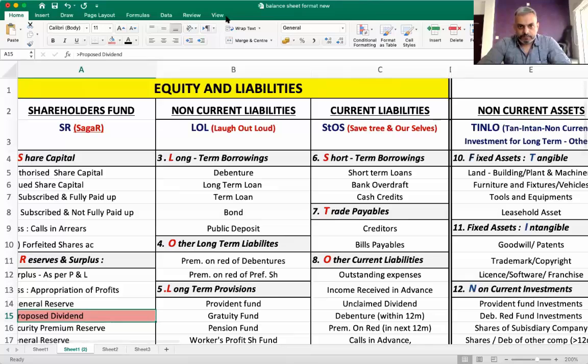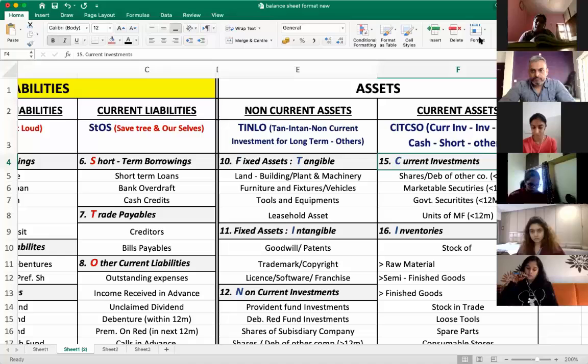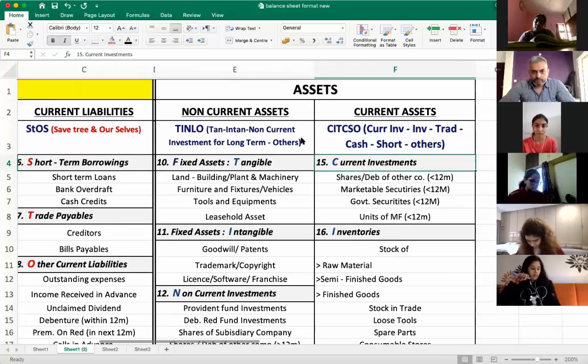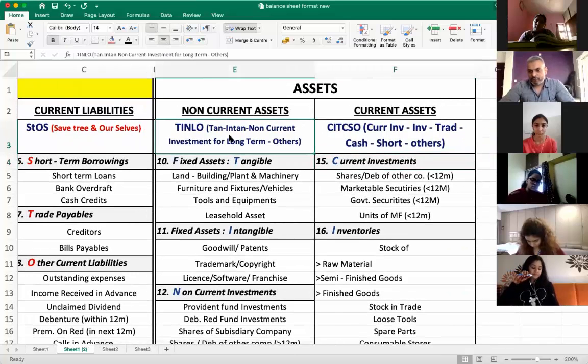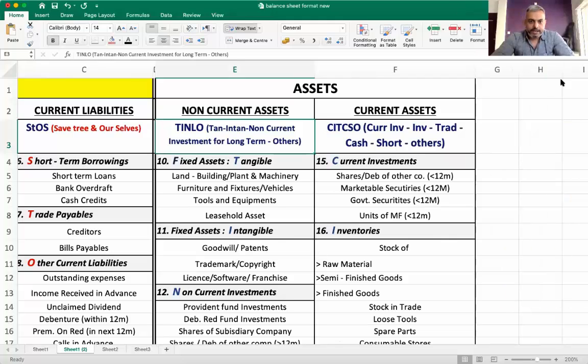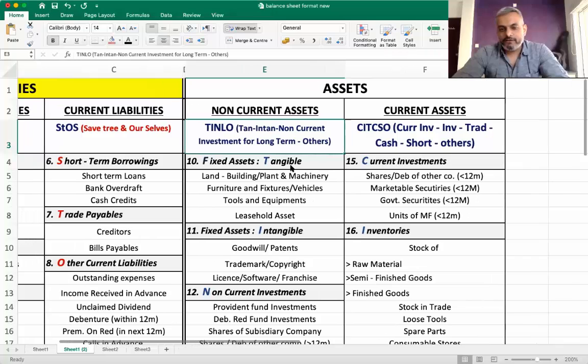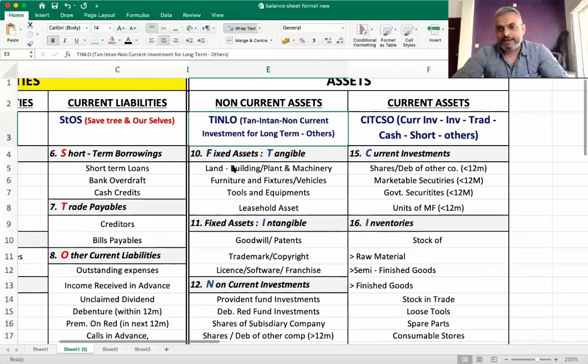Now come to assets. Now in assets, you have non-current assets. So I have used this short form to remember: TINLO. You can make your own short forms to remember things. Now, TINLO is what I use.